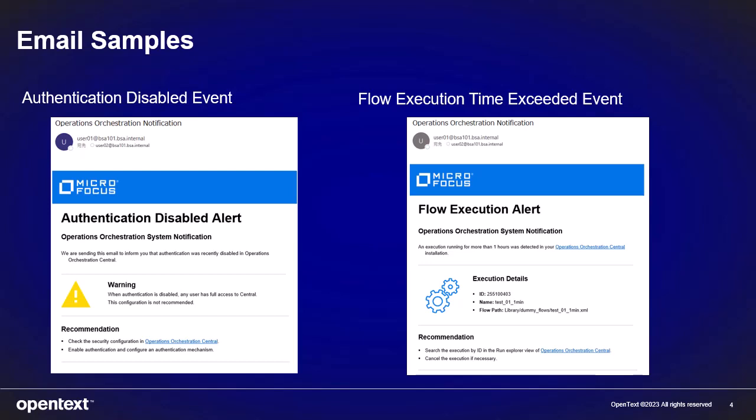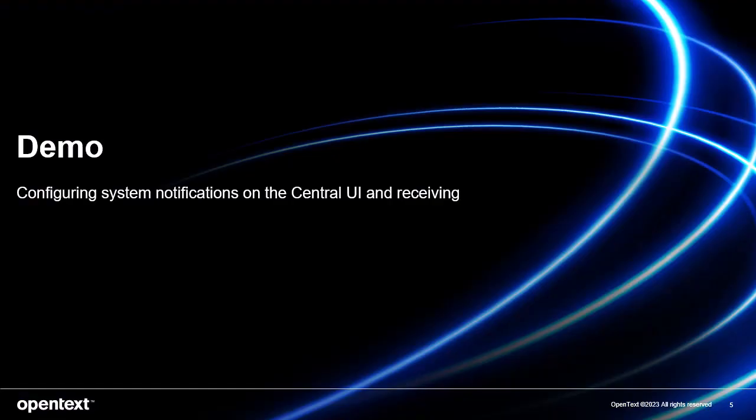Here are sample emails sent when each event occurs. Again, the content of these email bodies can be customized. Now, let's move on to the demo. In this demo, after enabling and setting up the system notification function, an event of disabling authentication is fired.